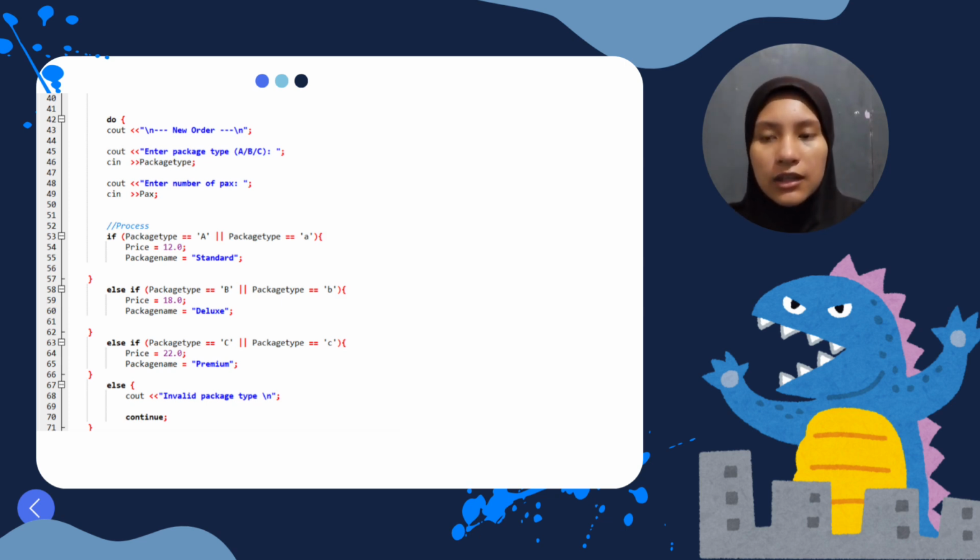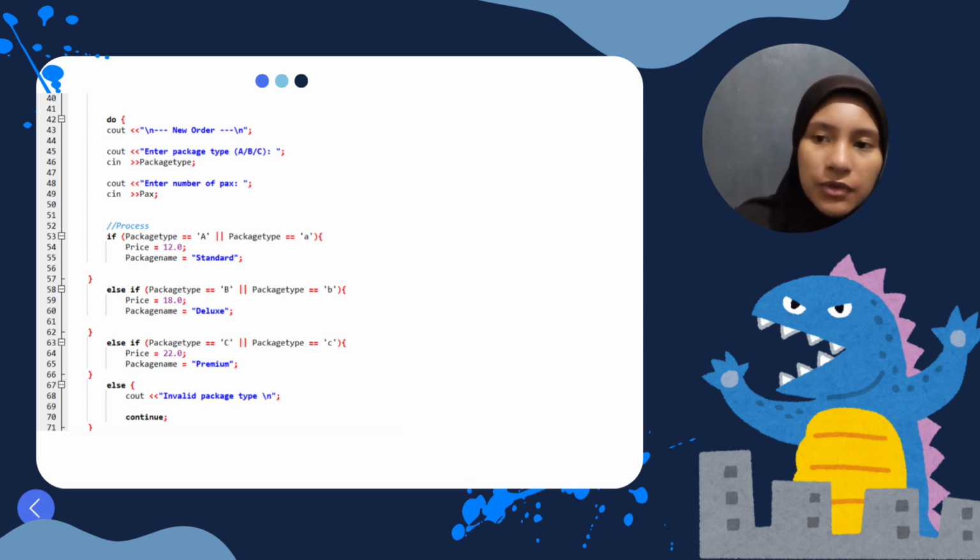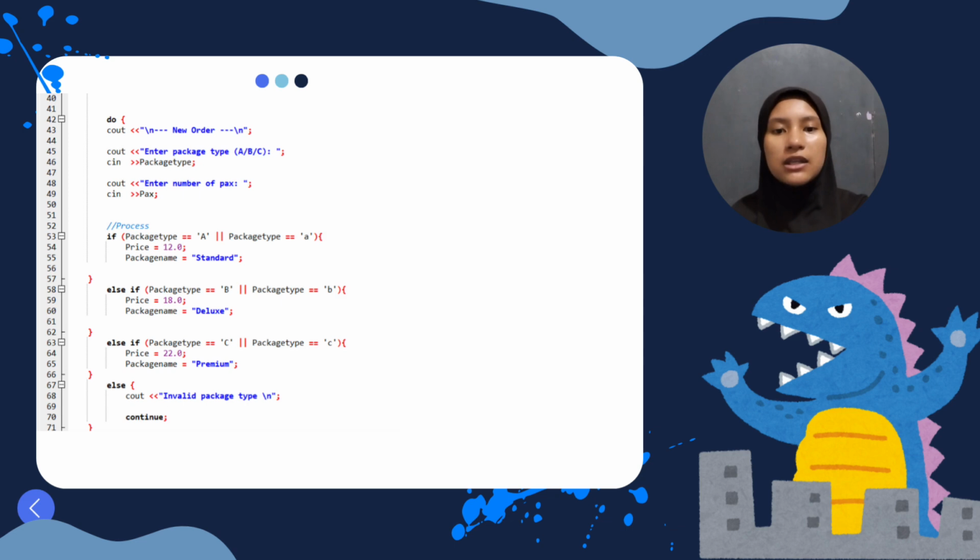For the first, if the customer want package A, the price will be 12 and the package name will be standard. If the customer want the package type B, the price will be 18 and the package name will be deluxe. And if the customer want the package C, the price will be 22 and the package name will be premium.